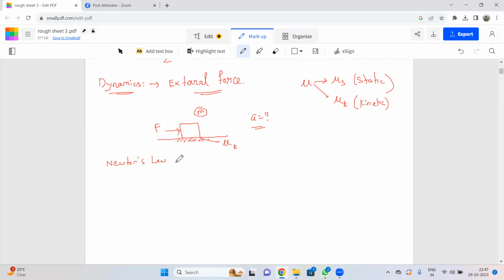Here you need to use Newton's law of motion, D'Alembert's principle, conservation of momentum, and conservation of energy. We'll discuss all those four things. First of all, Newton's law of motion, that is very simple. We need to use the second law, basically.